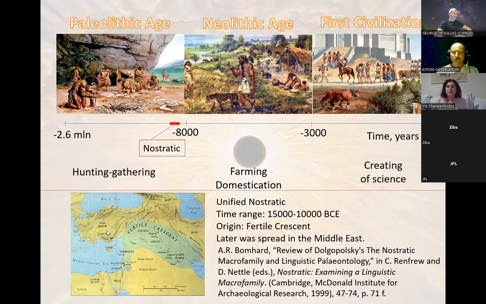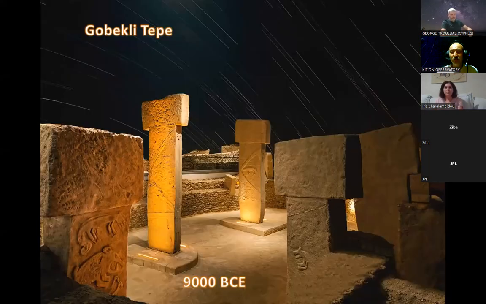Okay, I understand. So it's because the Fertile Crescent was much older then. That's why they don't have a tree. Yes, okay. So I believe that in Nostratic they developed already this concept. And the reason why they developed it is because they already built such things.